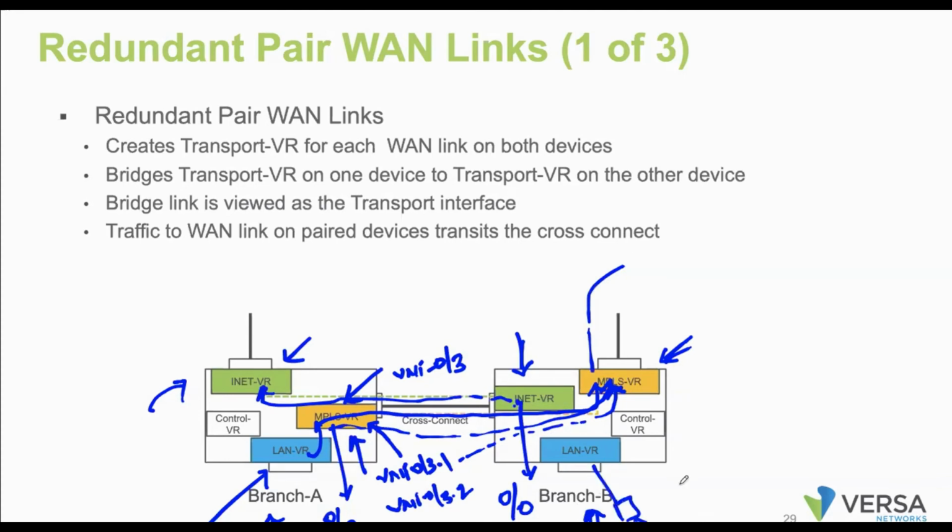Same case here. For example, there's a user who is trying to access the internet. The traffic comes to the LAN VR. From here, internet transport VR. From here, there is a default route which is pointing towards the internet transport VR, and it reaches the actual destination.